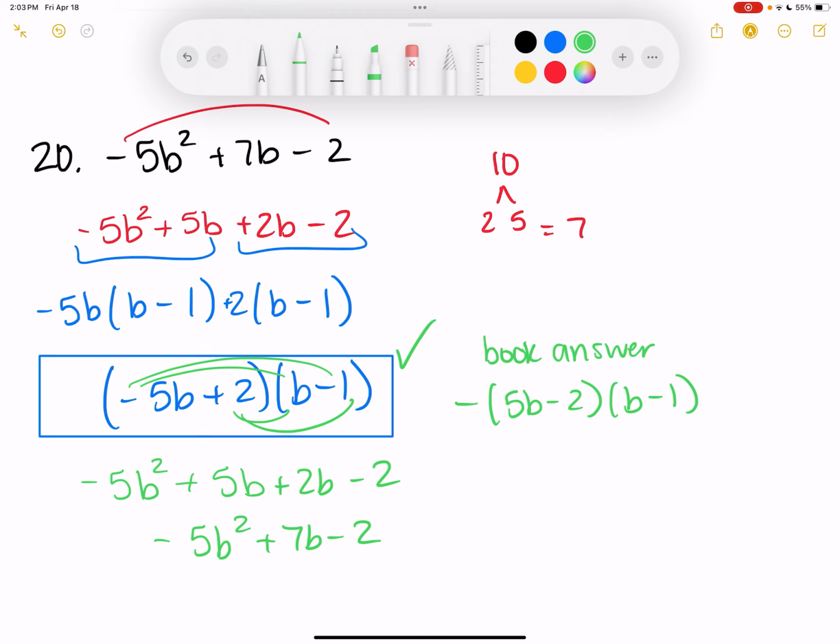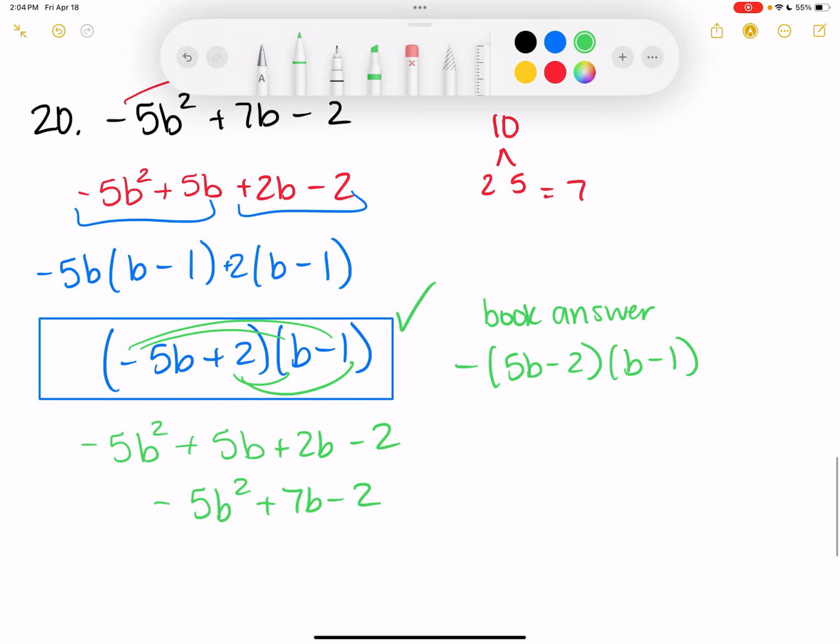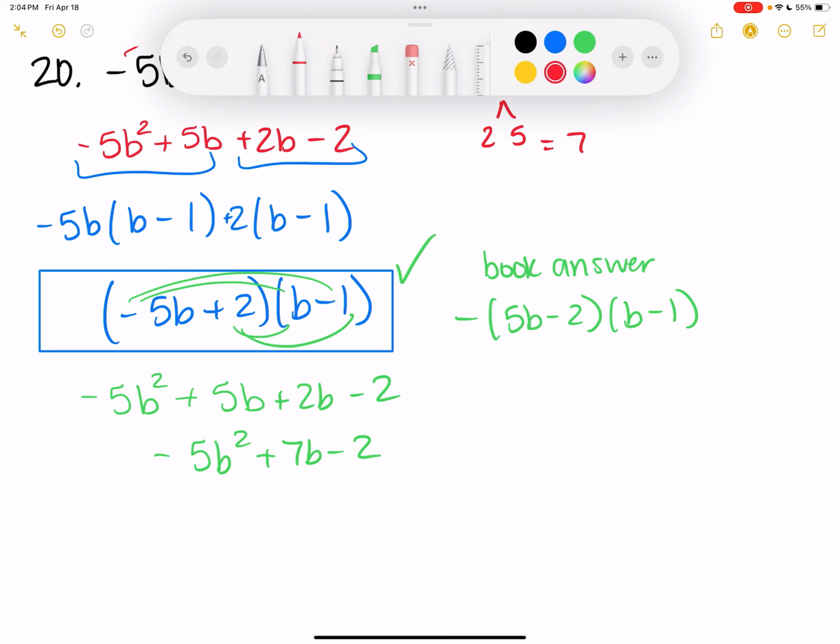Do we have an answer for this one? 5b minus 2 times negative b plus 1. I have negative 5b plus 2 and b minus 1. I got negative 5b minus 2. Abby, say what you had one more time. 5b minus 2 times negative b plus 1.